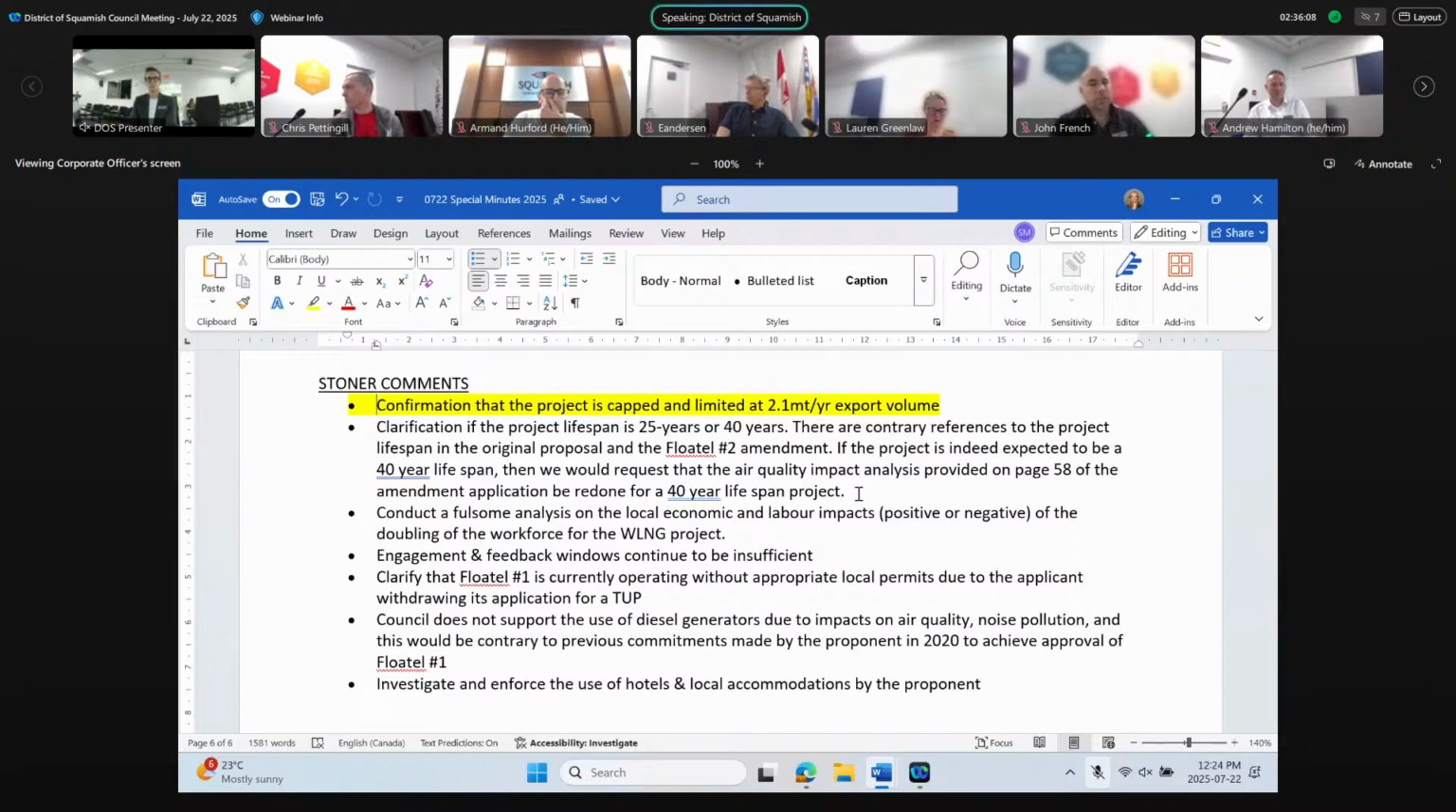Sure. Well, project lifespan to me is a technical term. And I just don't feel like straying into this technical term, project lifespan, and then attaching numbers from our end is an effective use of space in this letter.